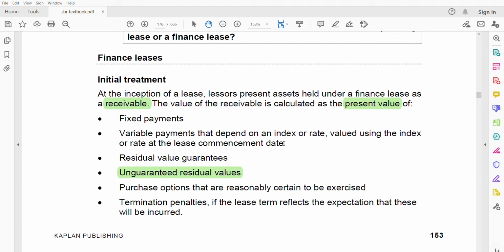Okay, I'm just going through the list. Residual value guarantee. This I will explain later. Purchase options that are reasonably certain to be exercised, and termination penalties if the lease term reflects the expectation that this will be incurred. Right?